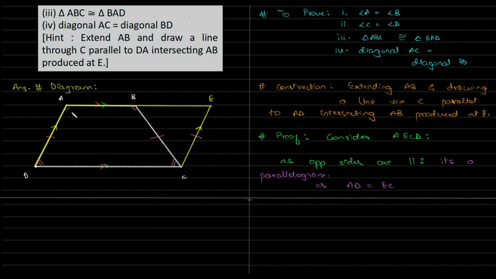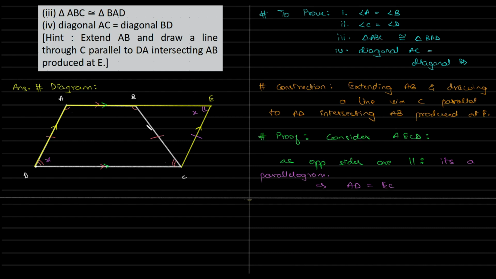So if this is x, this also will be x. Then we have to prove this as x. If you prove that, we are done, and the rest of it is quite simple. So if this is x, this is x, we have to prove that this is x. So how to do this? Think.